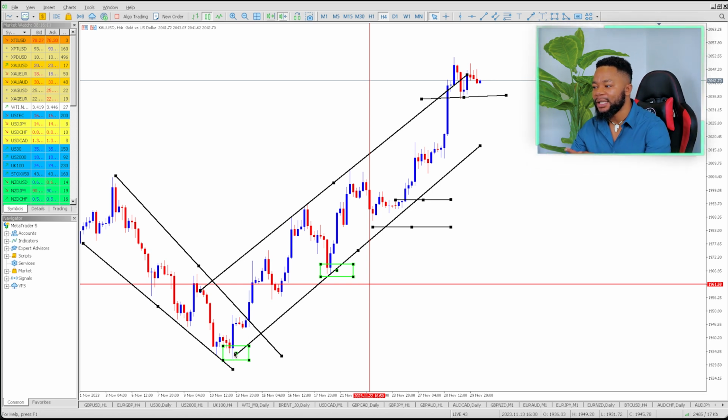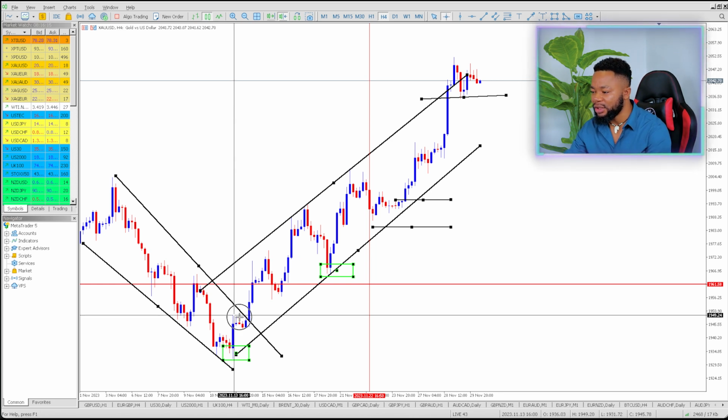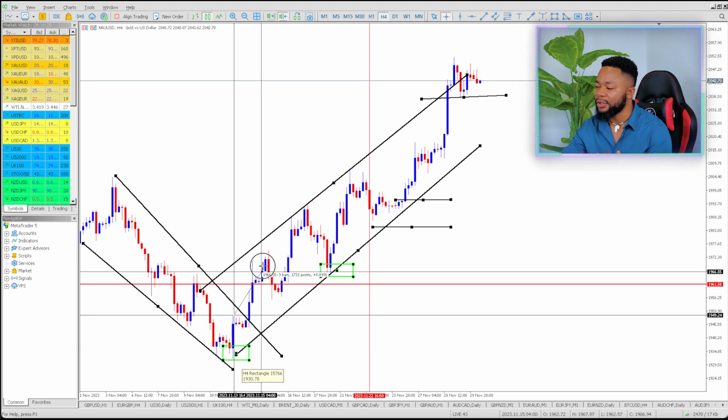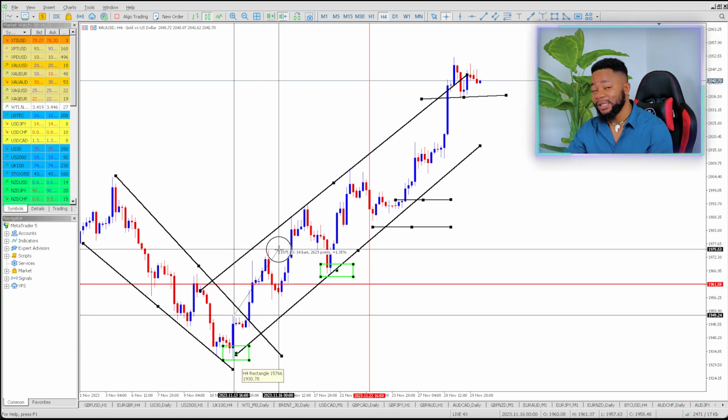What does that tell you? That's where the buyers are coming into the market. So anytime I see this full engulfing candle, I would have gotten in here, put my stop loss here at around 150 pips, and gone for a risk to reward of 1:2. Boom, I would have already been out of the trade somewhere here.